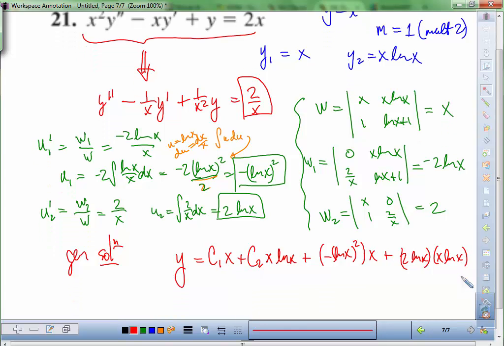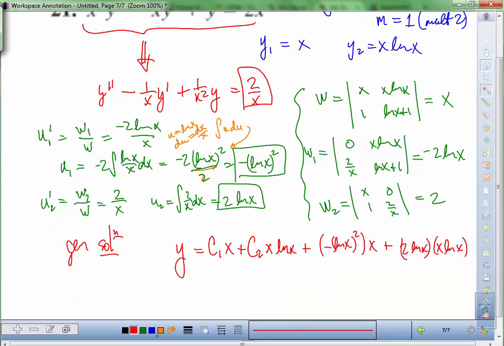I suppose that simplifies, yeah? So this is x ln x squared with a negative. This is 2x ln x squared. That's positive, so that can simplify. So that's a plus, right? x ln x squared.